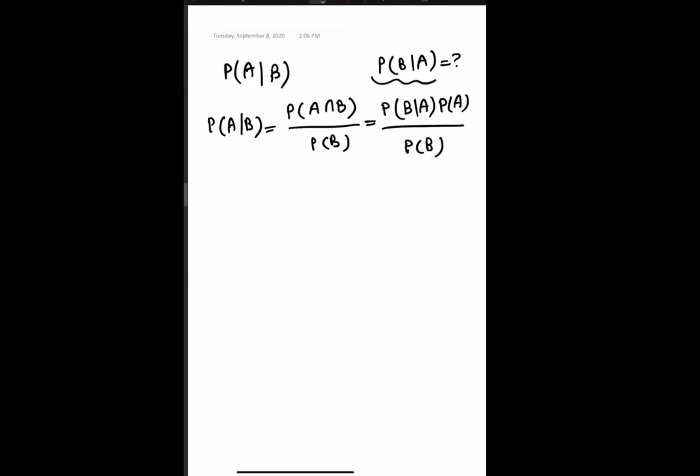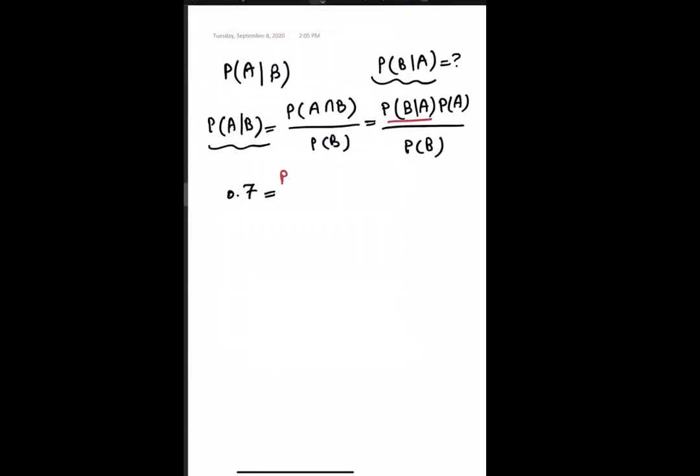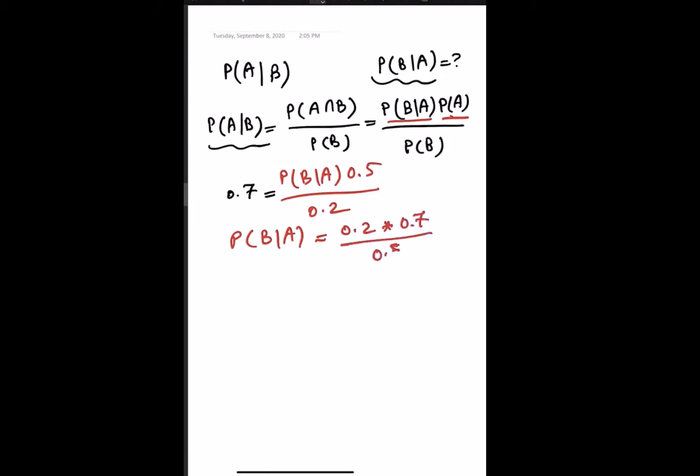Probability of A conditioned on B is 0.7. Probability of B conditioned on A is what I want. Probability of A is 0.5 and probability of B is 0.2. So with that, you can easily find probability of B conditioned on A is 0.2 multiplied by 0.7 divided by 0.5. Okay, so this one was relatively easy.